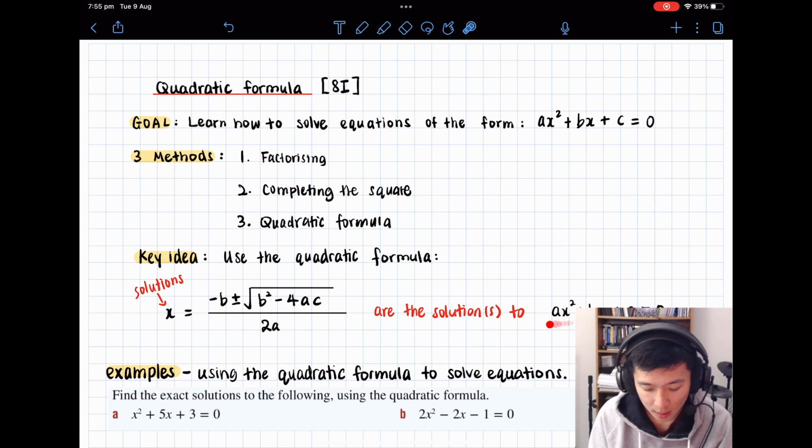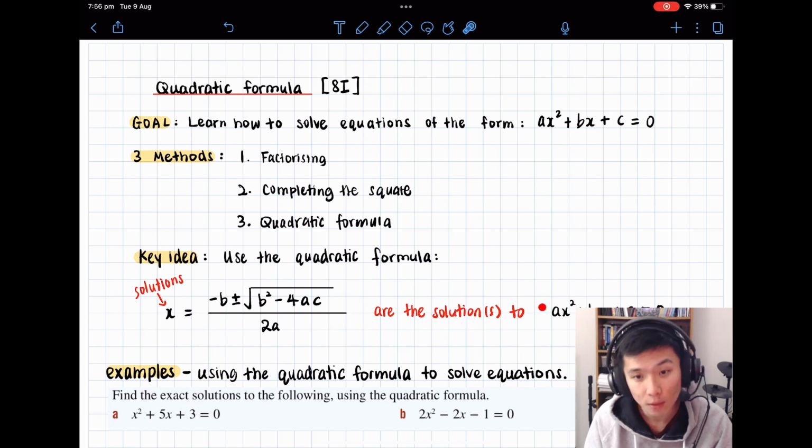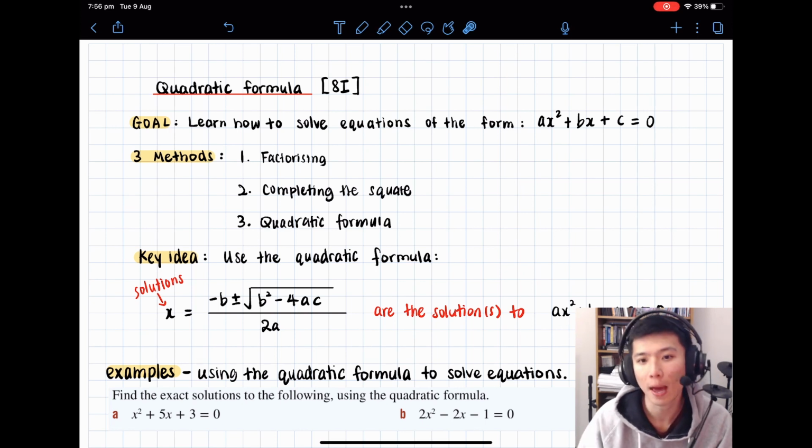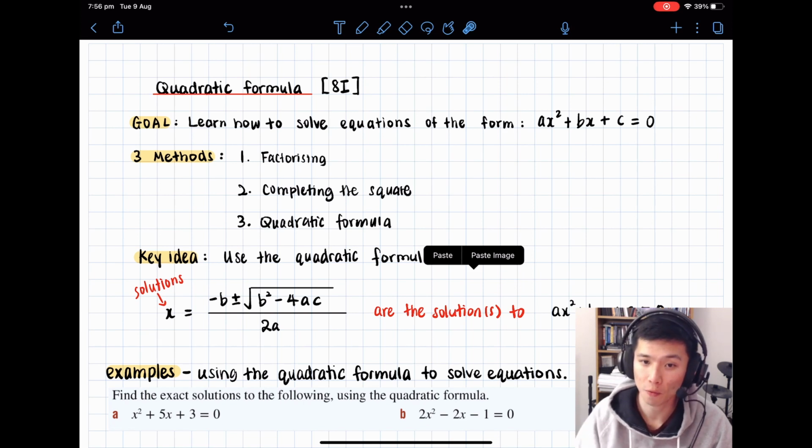Okay, so these letters in the quadratic formula, b, a, and c, what do they mean? They are the numbers in front of x squared, x, and the number out the back. Okay, so that's where a, b, and c come from. Now let me show you how we actually use the quadratic formula.